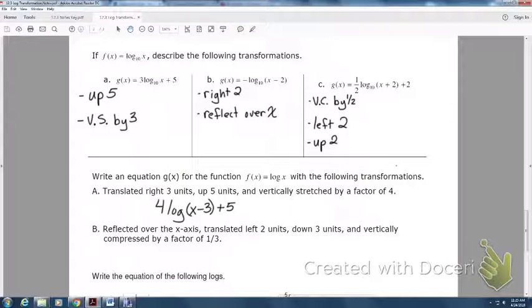Okay. Alexis, what is B? Negative 1/2. 1/3. X plus 2 with parentheses around it. Negative 3. X plus. That's still good.